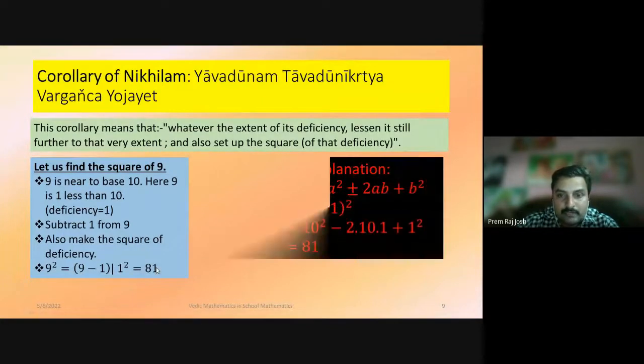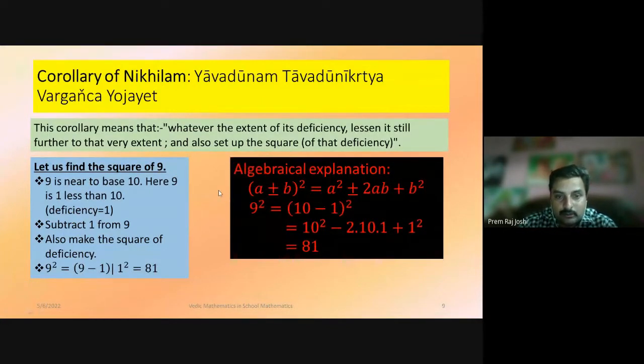This can also be explained algebraically. It is justifiable according to the algebraic expression also. Likewise, we all know this formula, and if we want to find 9 squared, we can just put it as (10 minus 1) squared, and if we solve this, we will get 81. So it is in accordance with the algebraic expression as well. It is not just a trick.